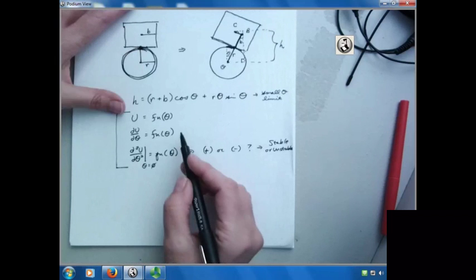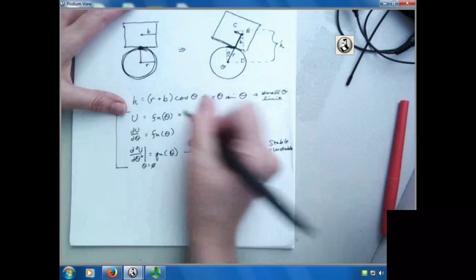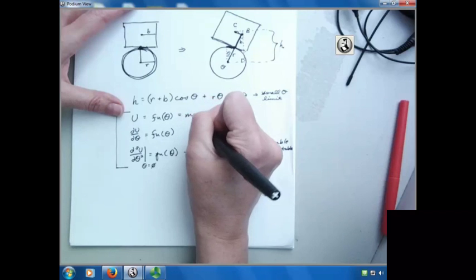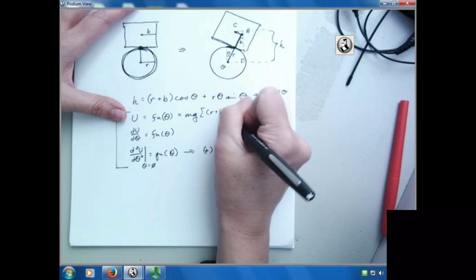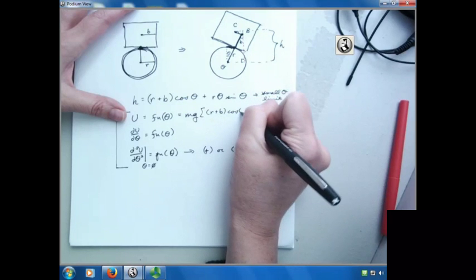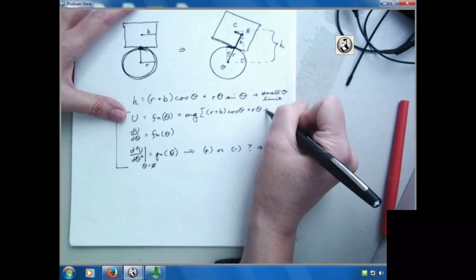All right, anyway. So we already have this sort of down to math here. So u as a function of theta will just be mgh, where h is r plus b cosine theta plus r theta sine theta.